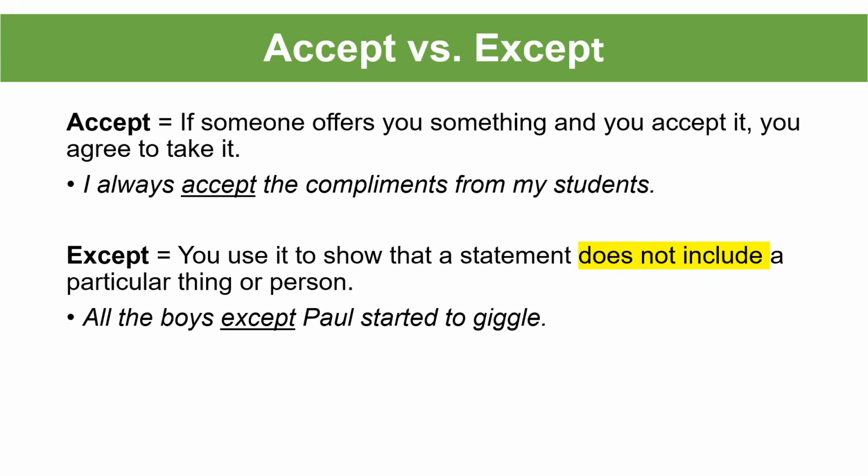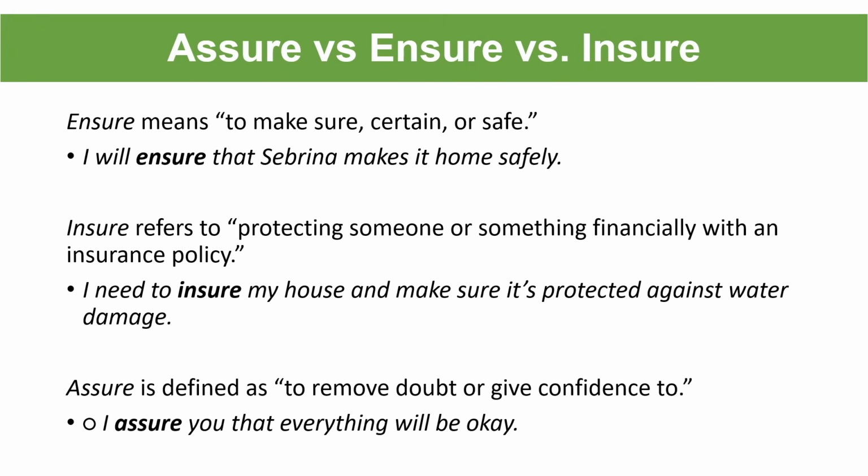So look at the root words there because they really help us to see exactly what they mean. Now the examples here are, I always accept compliments from students, and look at that compliment. All the boys except Paul, Paul is the one left out, started to giggle. Right, so easy peasy, lemon squeezy here, right? I love this one. And very often it's used wrong. So let's have a look at what it means.